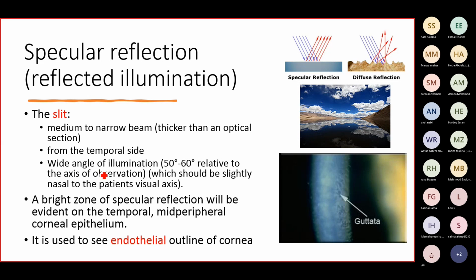So we bring the light with a wide angle of illumination, 50 to 60 degrees, and you should look directly perpendicular to the patient's eye, but slightly nasal to the visual axis of the patient. So you get the light from temporal, and you look slightly nasal. You don't look exactly where the light falls. Okay.